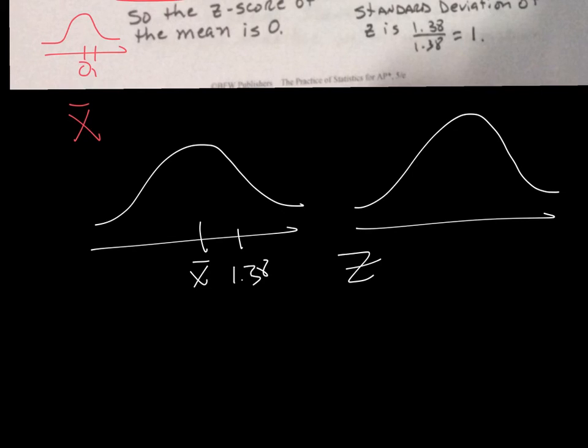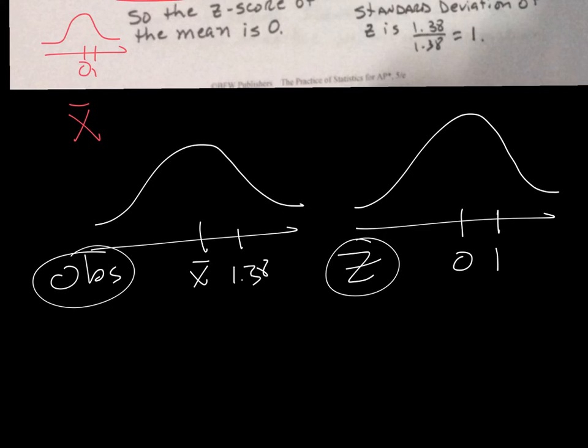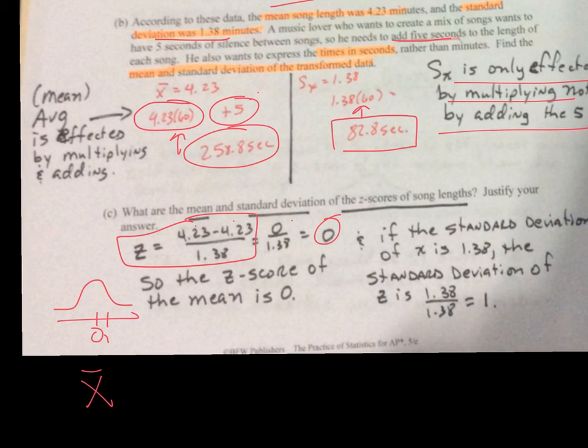So here's my z-scores. The average would now be a 0. The standard deviation will now be 1. So these are your observations. These are your z-scores. And that's really what it's asking for on that last one. So if you'll take a look at it, let me go ahead and delete all these. I'll pull this down, and that's what that last question is asking.